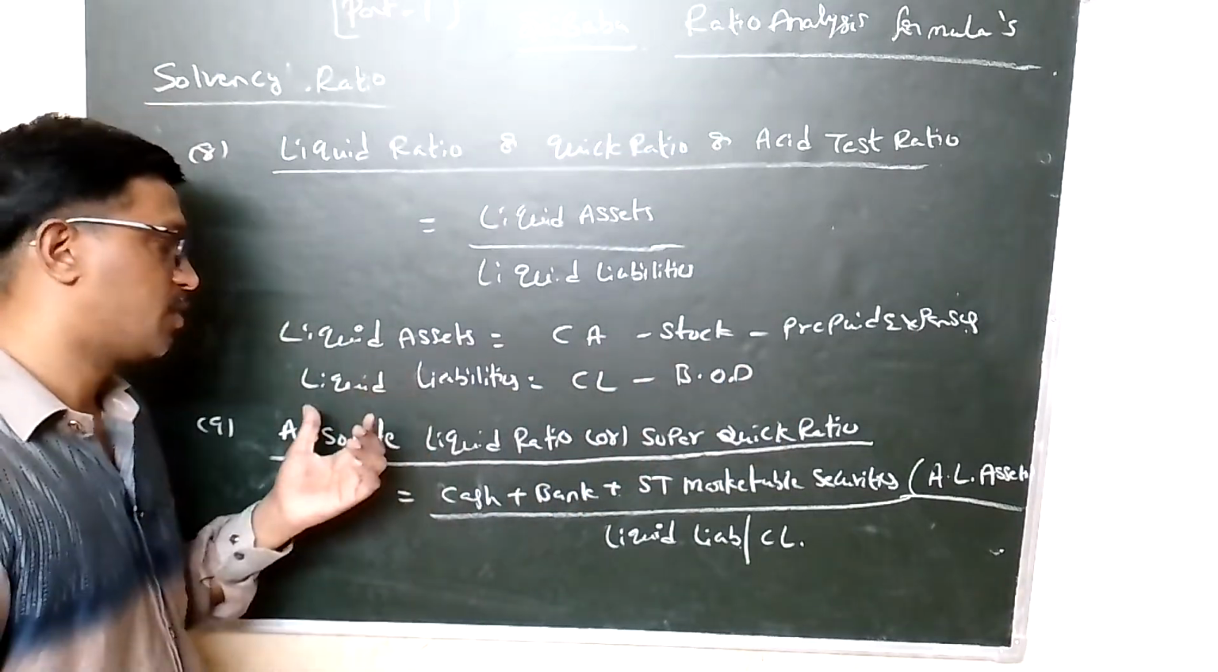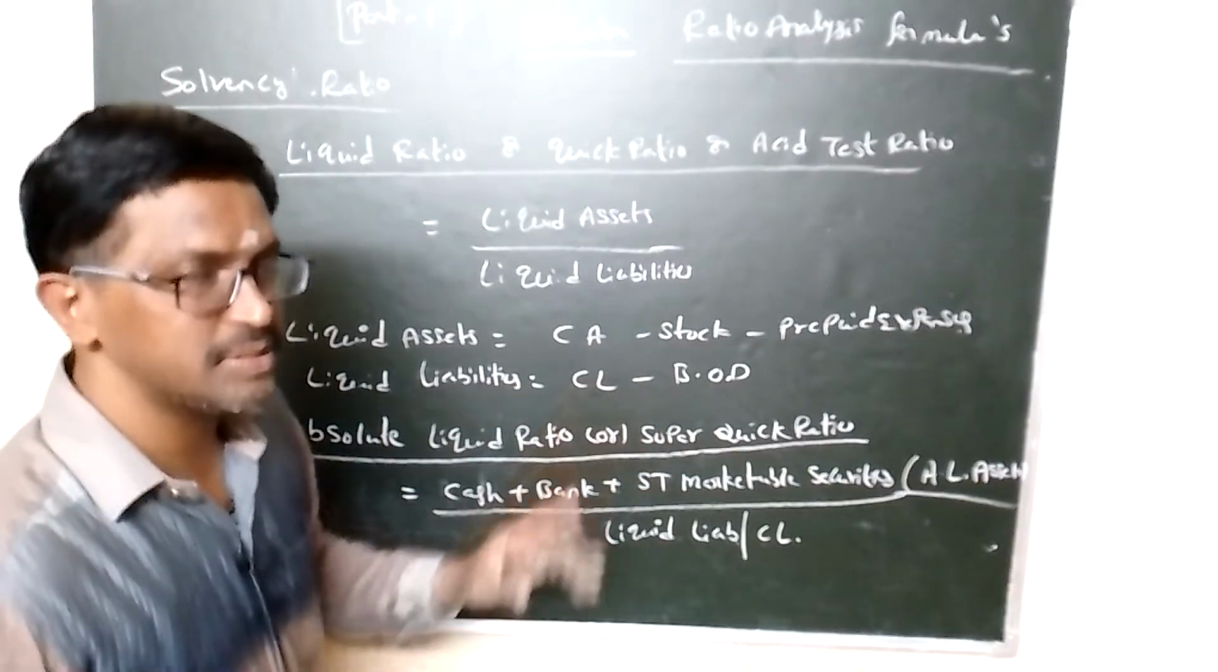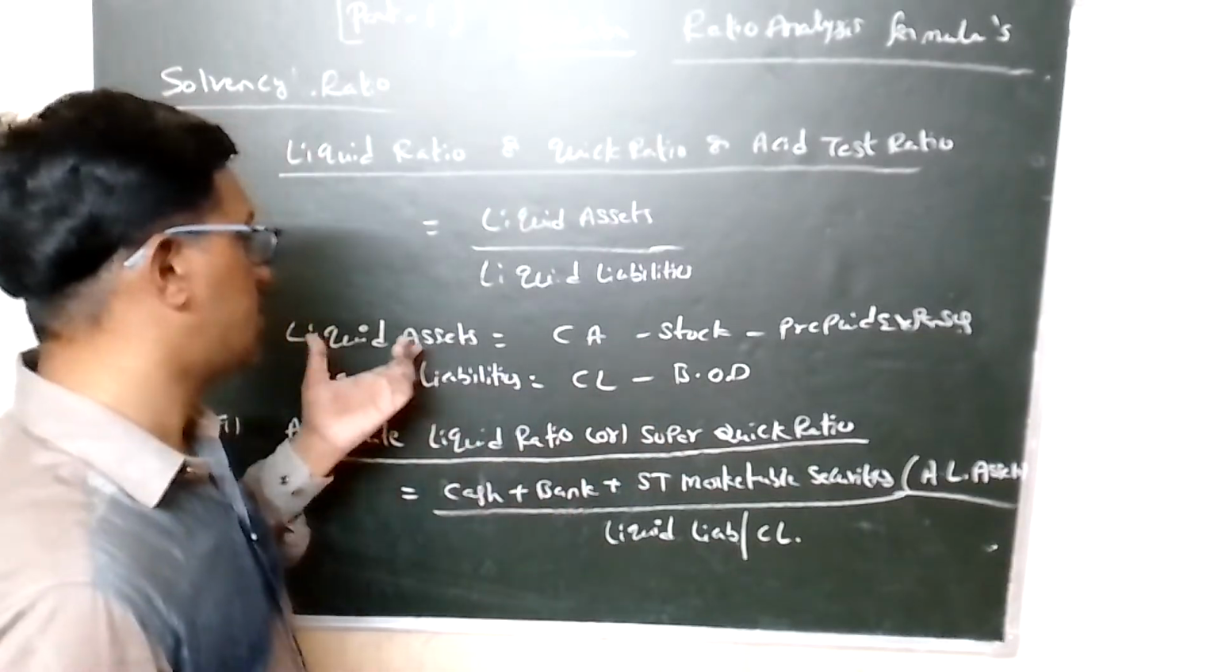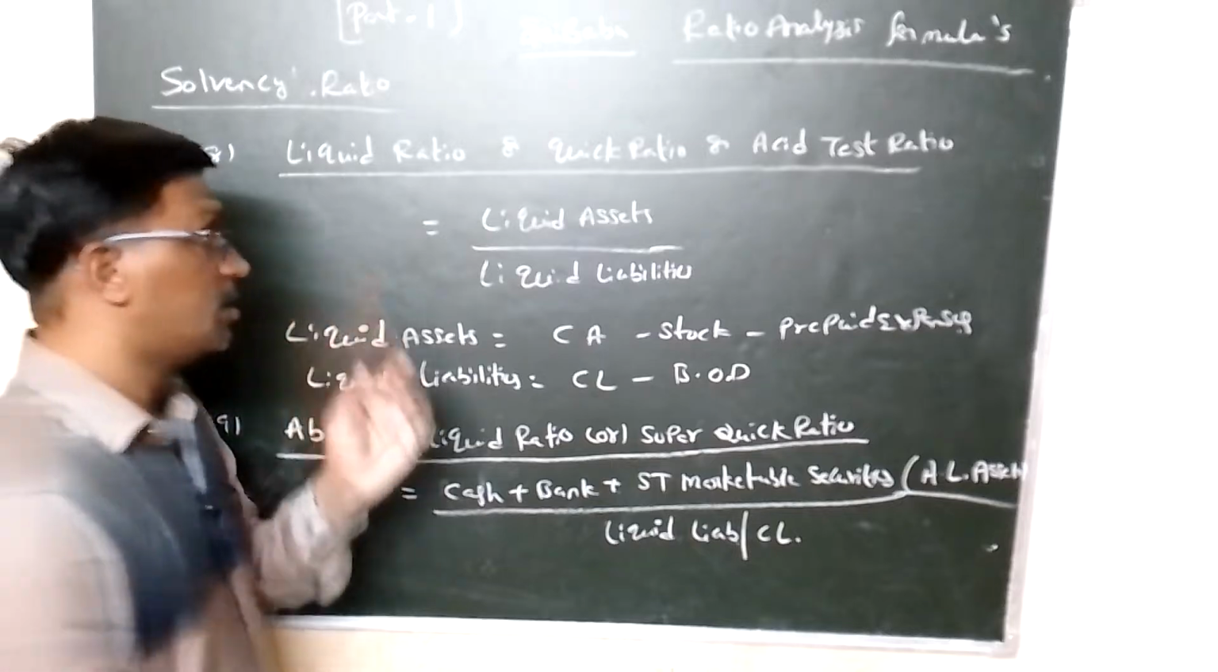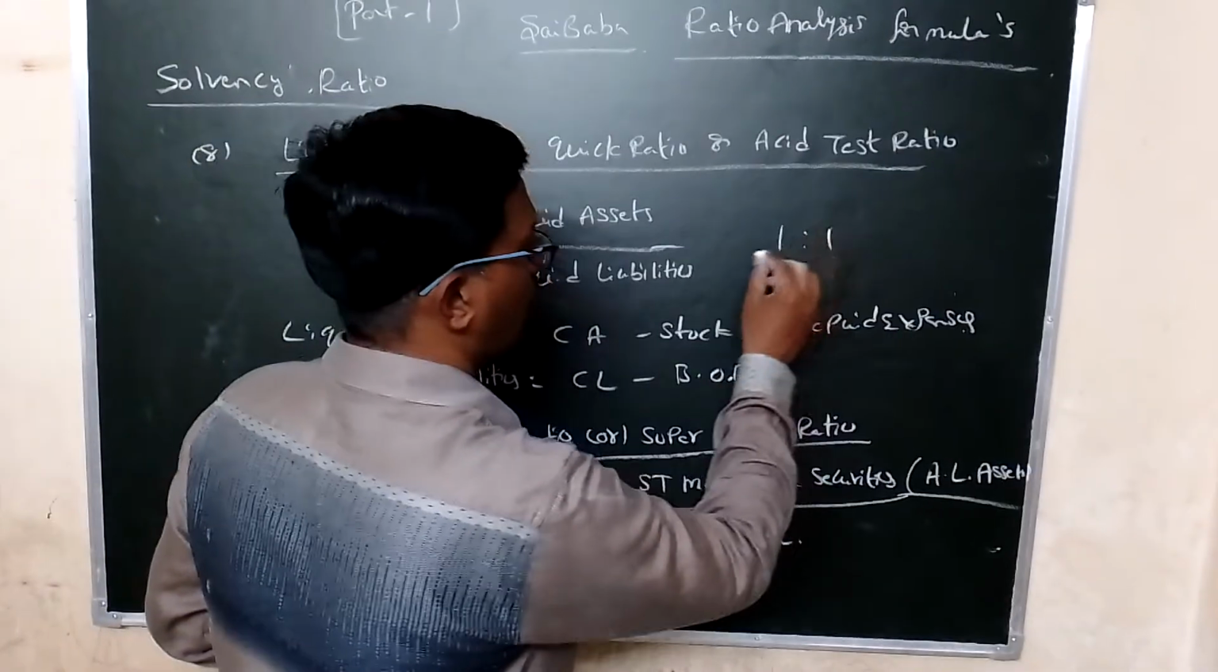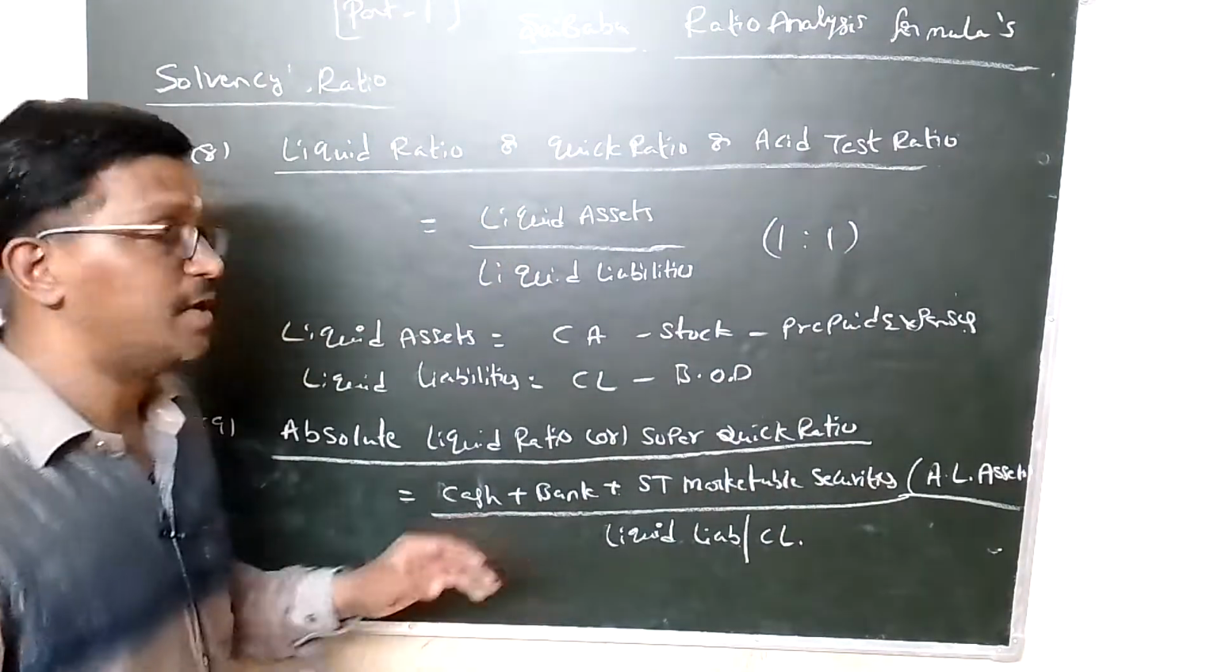Quick liabilities are current liabilities minus bank overdraft. Those are the two points. Here, the quick ratio should be 1:1, which indicates a solvency position.